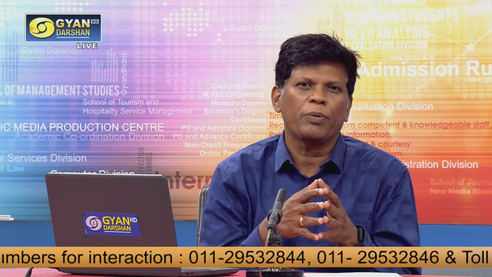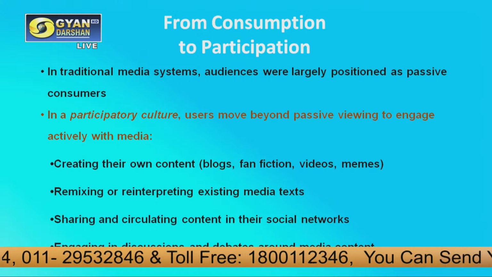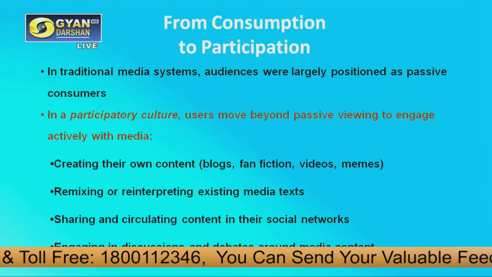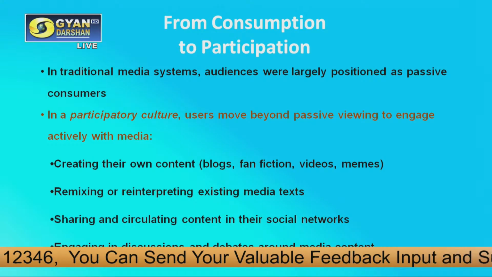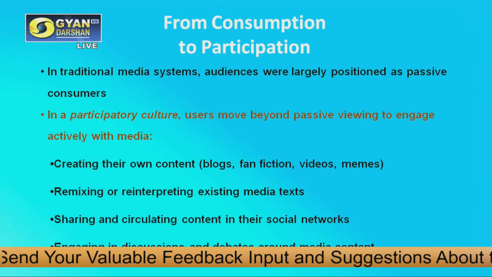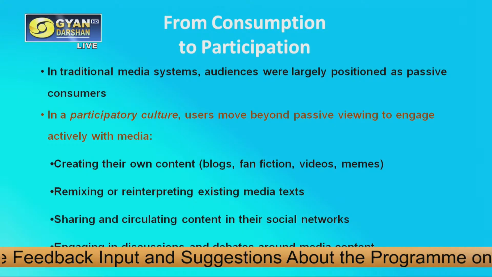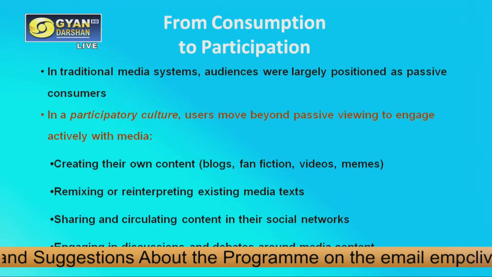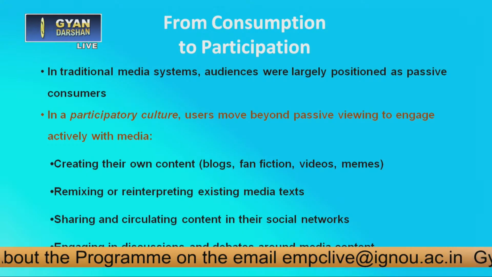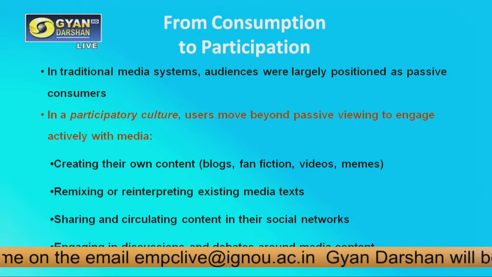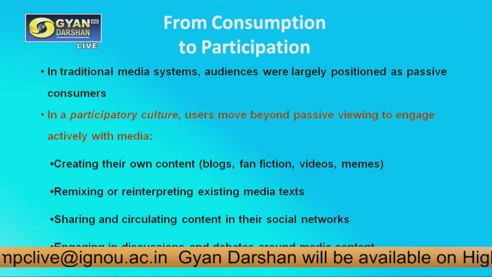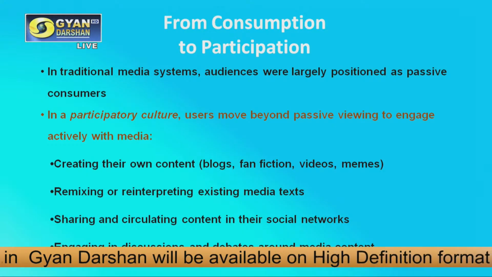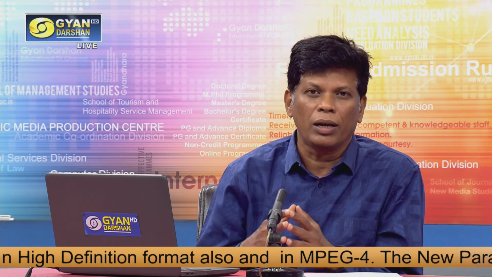When the media system operates with a technological platform, it provides a lot of scope for active participation. So in a participatory culture, he says users move beyond passive viewing to engage actively with the media. For example, he's quoting that through participation, people can create their own content, that we discussed, and remixing, reinterpreting existing media text, sharing and circulating content in their own social networks, and engaging in discussion and debates around the media content. These are all the characteristics of an active user under the participatory culture.